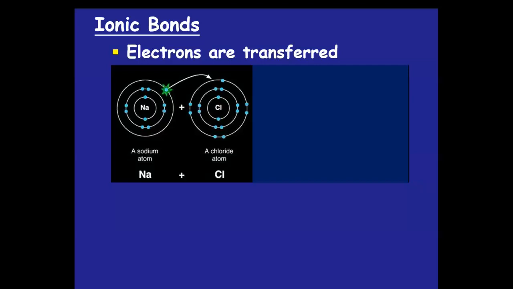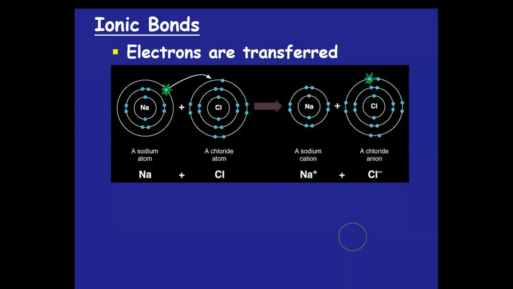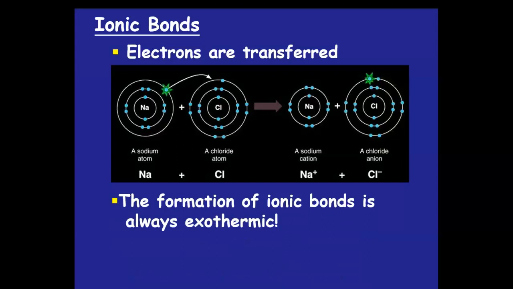Here you see a sodium atom and a chlorine atom. The sodium atom has one electron in its valence shell. It's a 3s1 if you're interested. And that electron can be transferred to the valence shell of a chlorine atom, and the result, from this very active metal losing a valence electron to the highly electronegative chlorine atom, is you form a positive sodium ion and a negative chloride ion. So you've got a cation and an anion, and they, of course, positive and negative, attract each other. The formation of ionic bonds in this way is always exothermic.